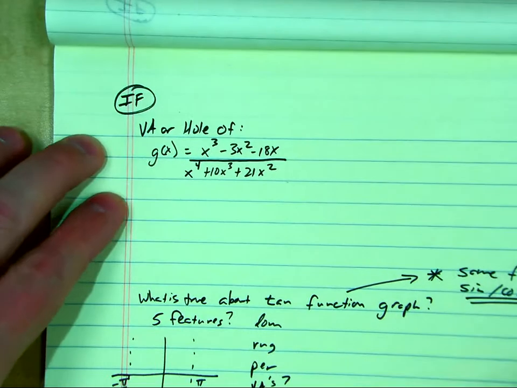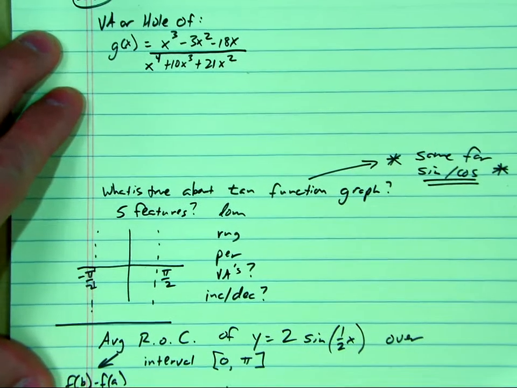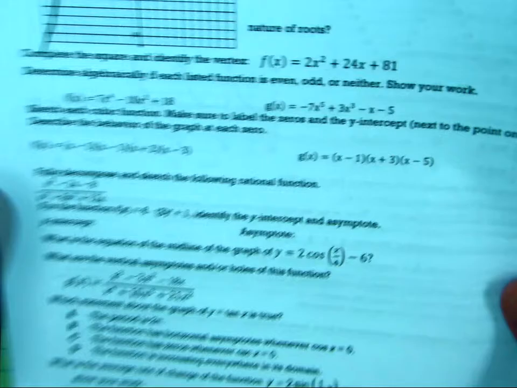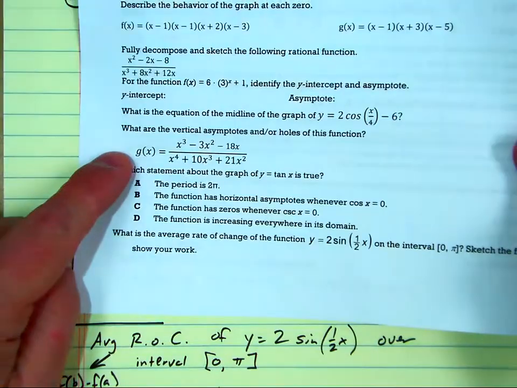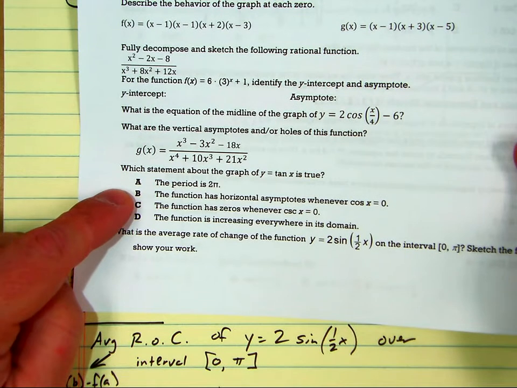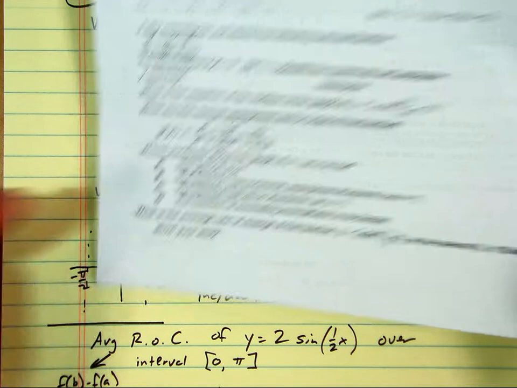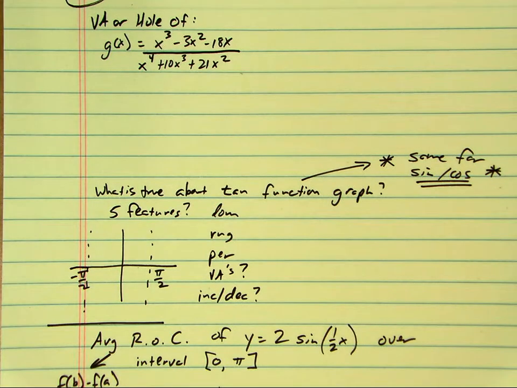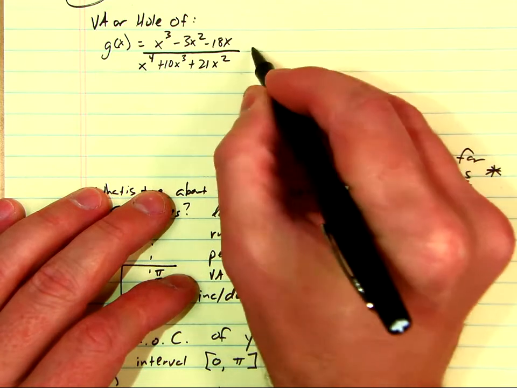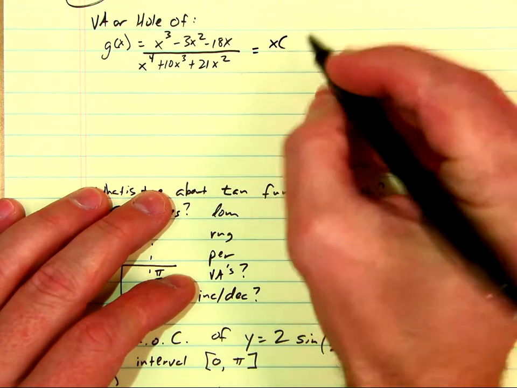We're fully analyzing. We're going to factor and analyze the vertical asymptotes and holes of this function right here. So that is this function on the review, and then we're going to talk about the tangent function right here and all of its features before we go on to the next video. Okay, so let's factor this one. We have a greatest common factor of x, so we're going to take that out.